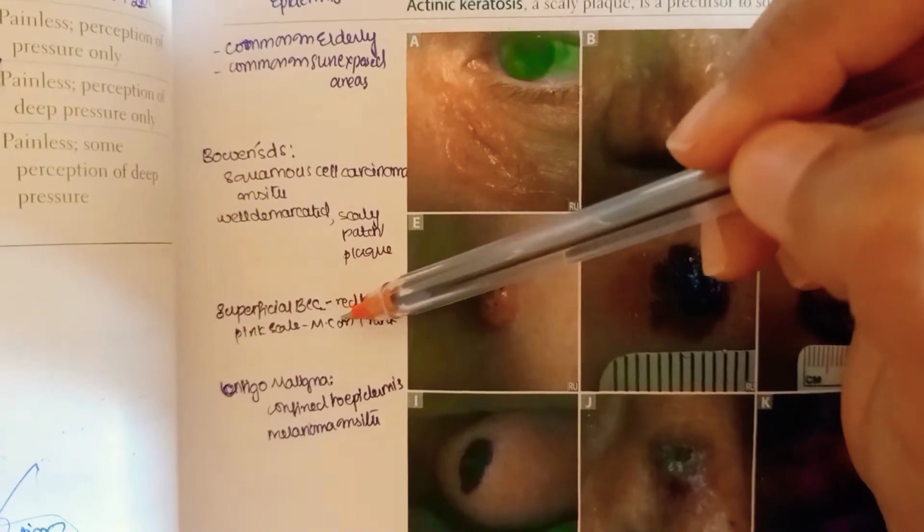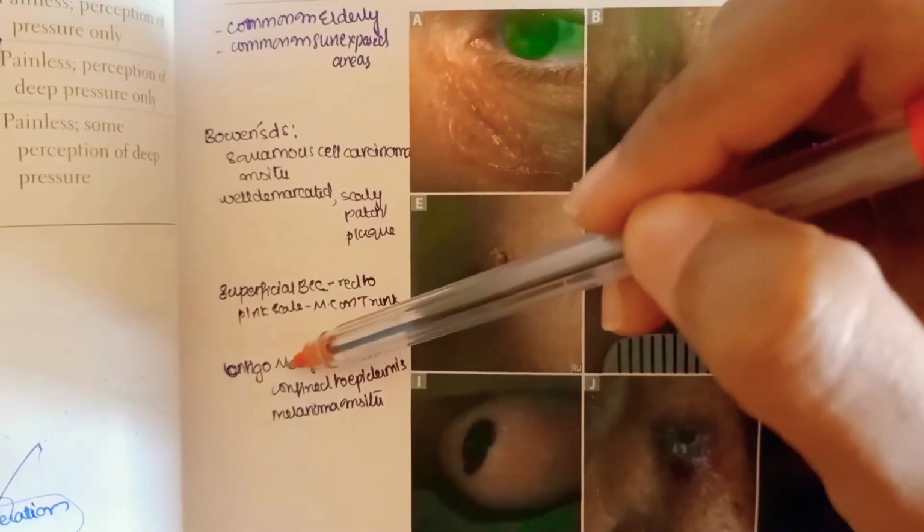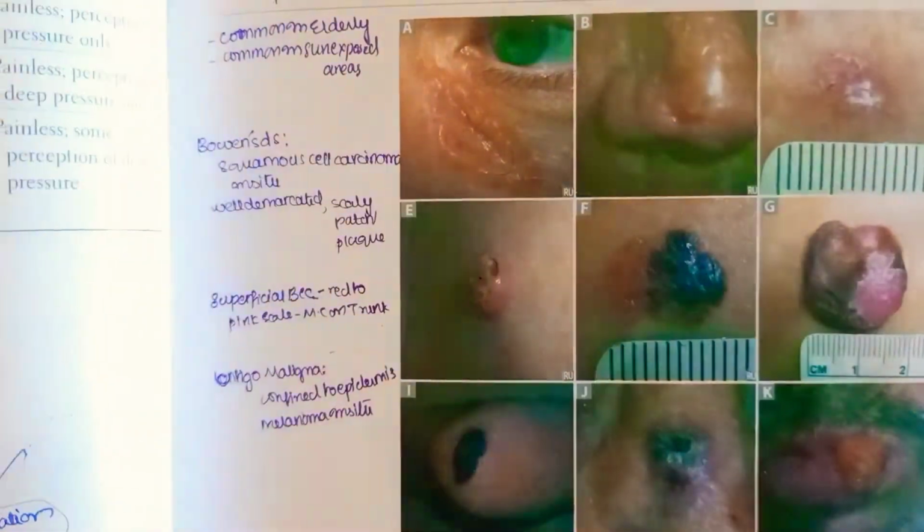Superficial basal cell carcinoma, red to pink scale, most common on the trunk. Lentigo maligna, confined to the epidermis, is melanoma in situ.